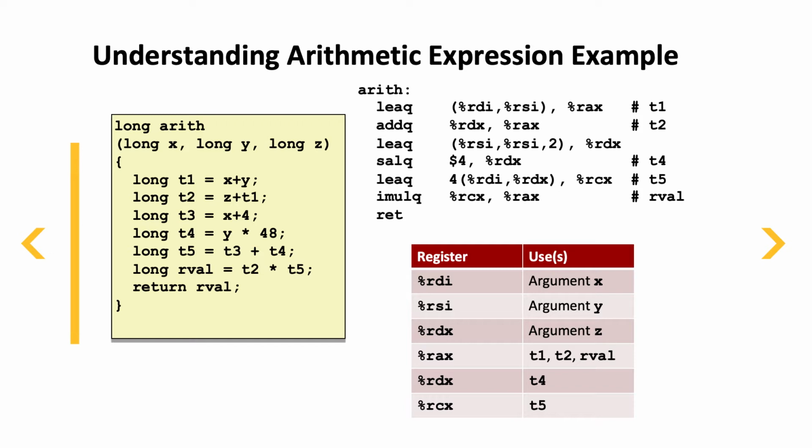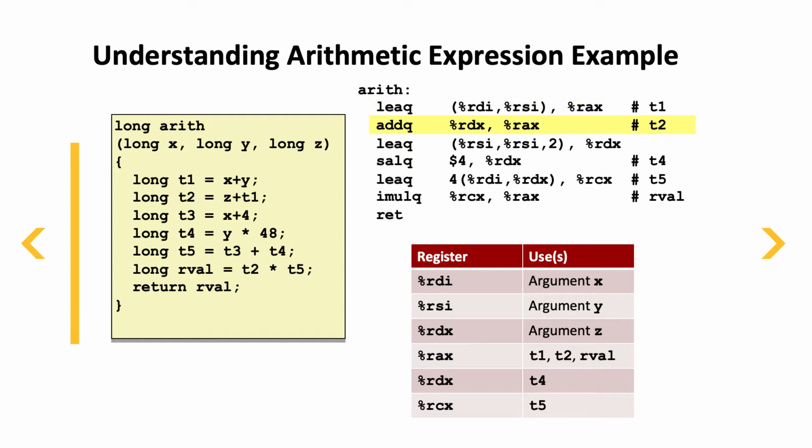But rather than using an add, we're just actually going to use a load effective address. We'll use an LEA. We'll use RDI as our base register, RSI as our index register. And remember, when we do this, we get the base register plus the index register. So this gives us X plus Y, and we'll move that into RAX.